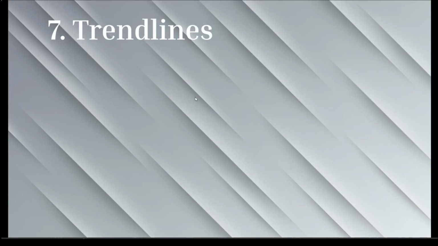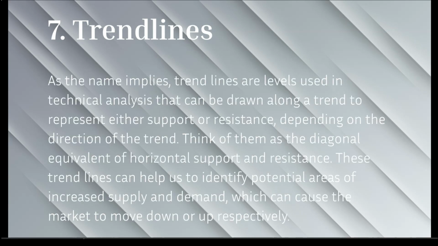And then trend lines. Let's put this all together with trend lines, and I want to take you guys to a chart to break down everything for you. As the name implies, trend lines are levels used by technical analysts that can be drawn along a trend to represent either support or resistance, depending on the direction of the trend. Think of them as the diagonal equivalent of horizontal support and resistance. These trend lines can help us to identify potential areas of increased supply and demand, which can cause the market to move down or up respectively.